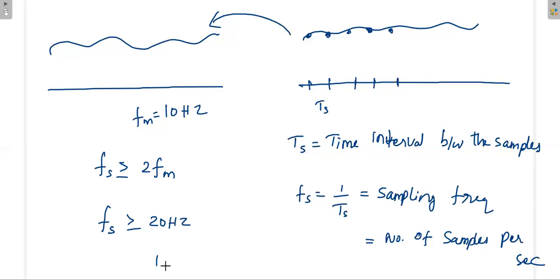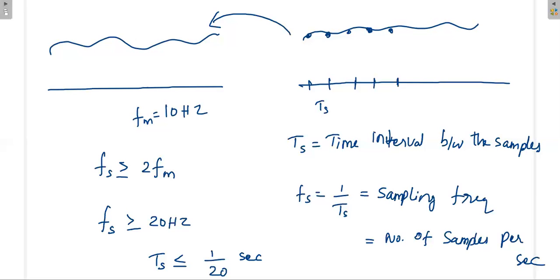That means at least what should be the Ts? The Ts should be less than 1 by 20. The time interval between the samples should be less than 1 by 20 seconds. If the time difference between the samples is not less than 1 by 20, we cannot easily recover back this signal. If you are not following this condition, the distortion will occur, and we cannot recover the original signal.